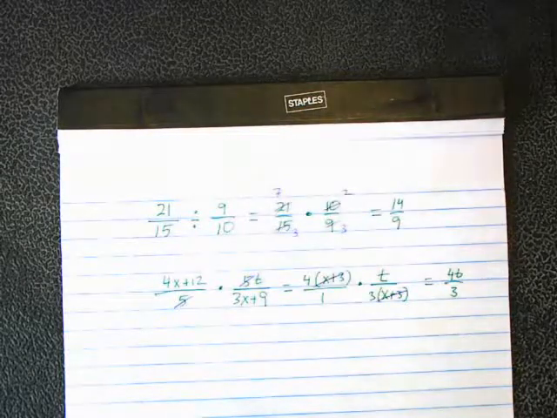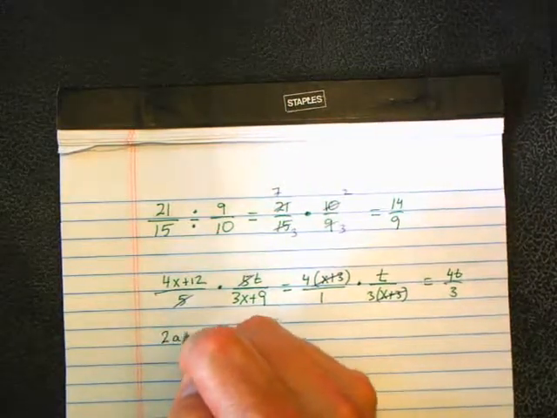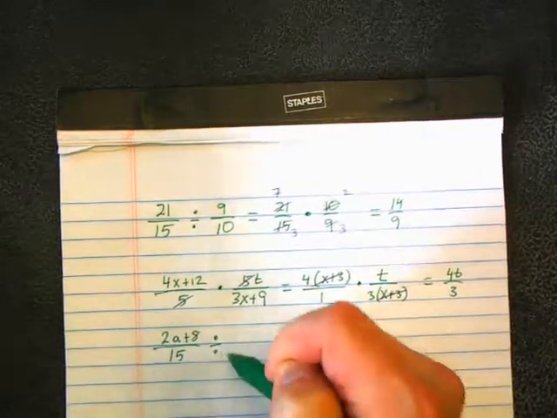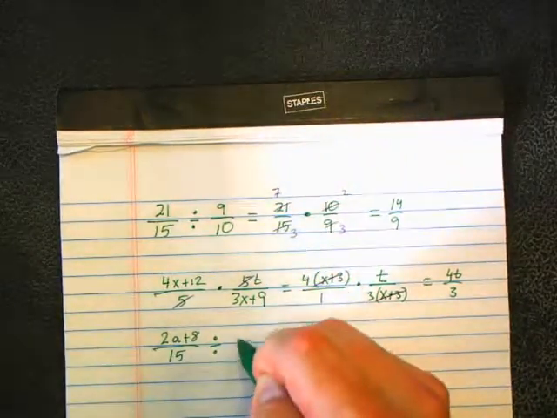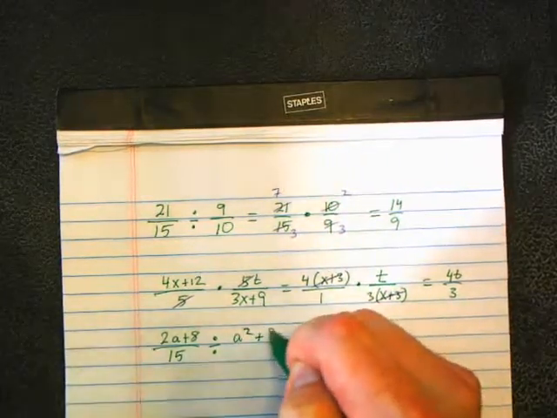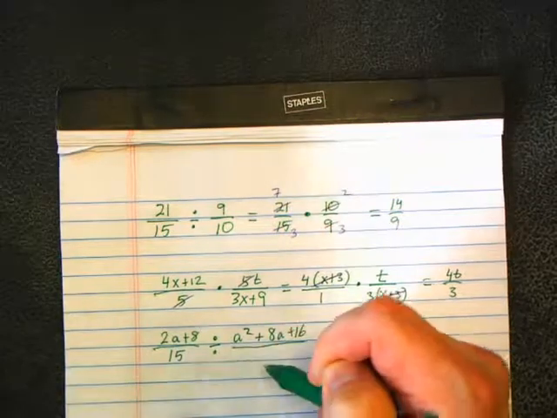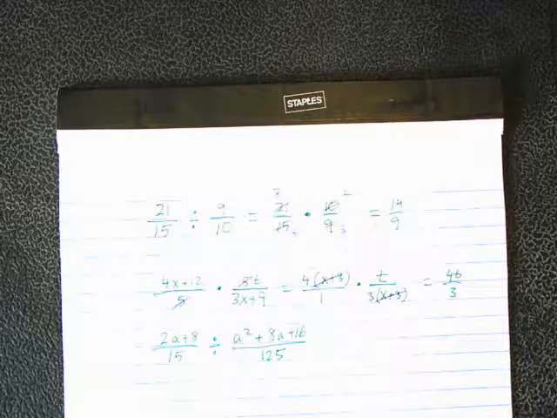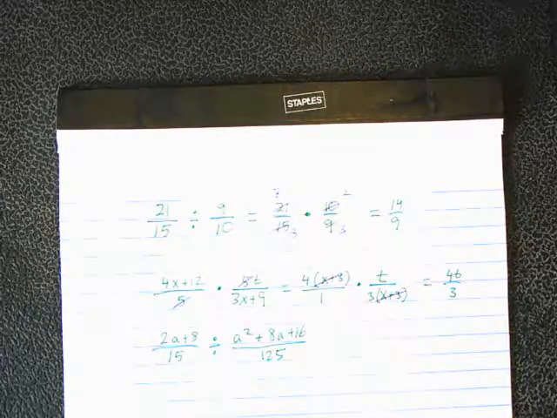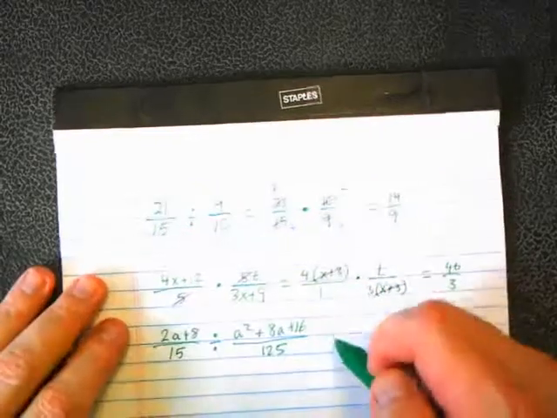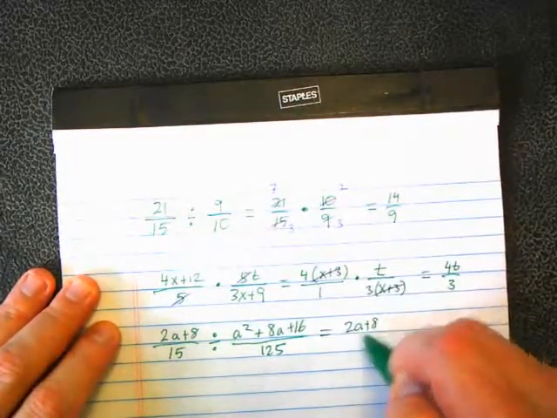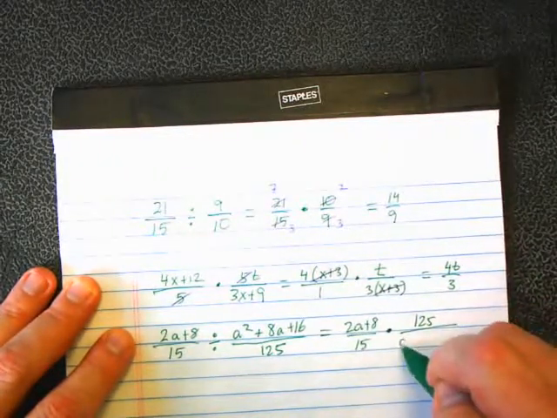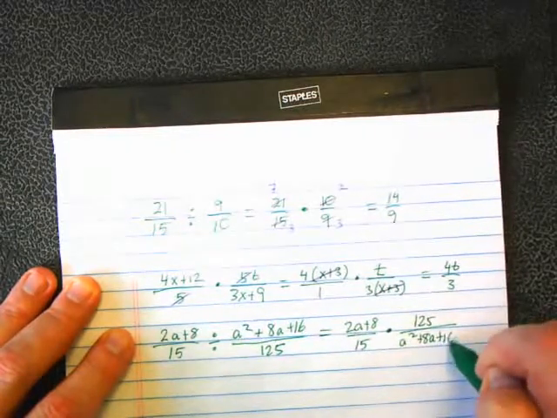How about 2a plus 8 over 15 divided by a squared plus 8a plus 16 all over 125. Flip first. Correct. The first thing you do when you see a division of fractions is you flip. So you just write it all down again. 2a plus 8 over 15 times 125 over a squared plus 8a plus 16.